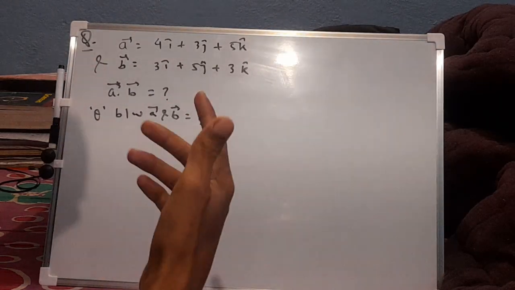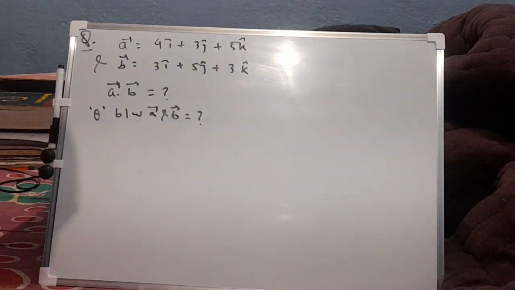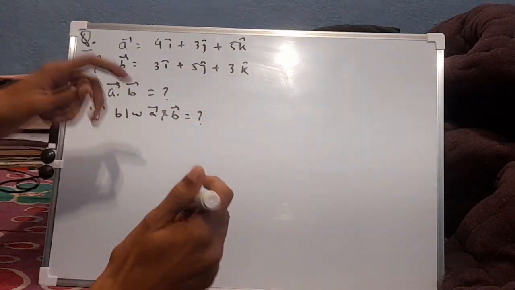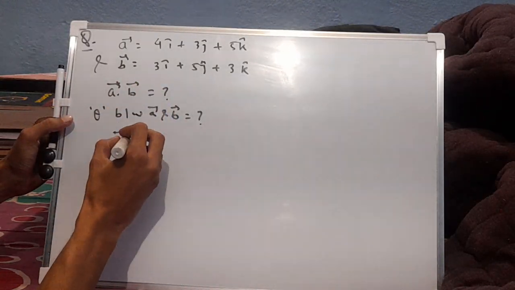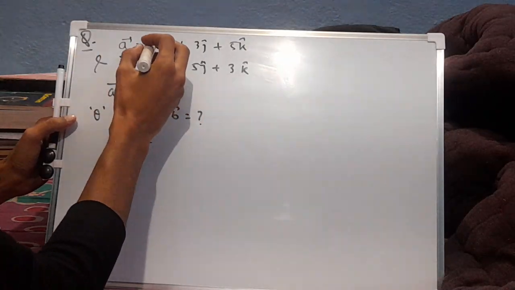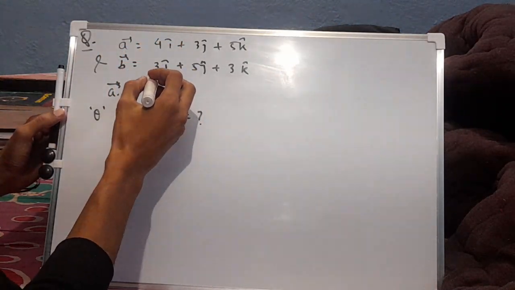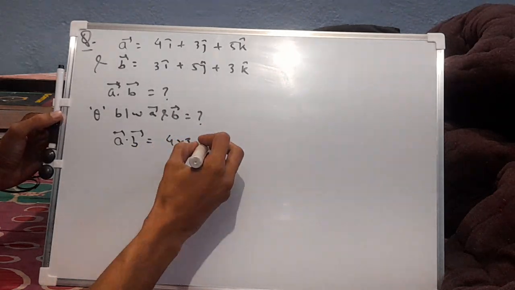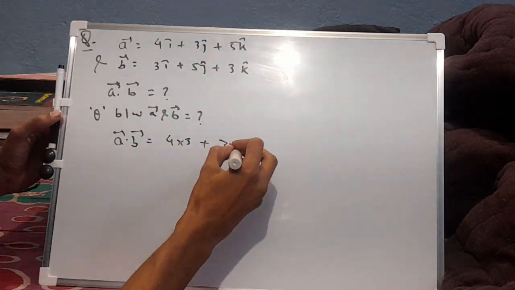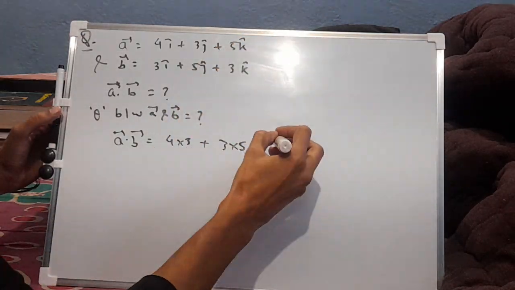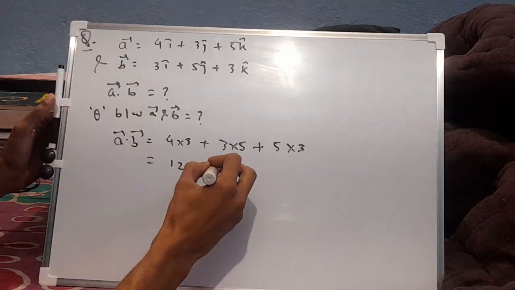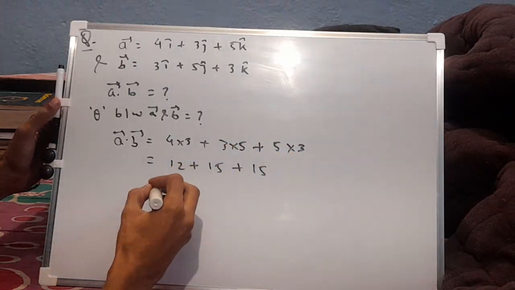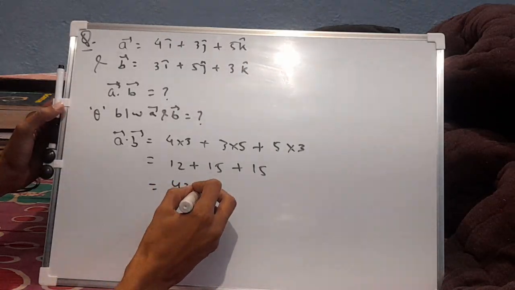So let's consider a very typical question, which is vector A equals 4 i cap plus 3 j cap plus 5 k cap, and vector B equals 3 i cap plus 5 j cap plus 3 k cap, and we have to find the dot product of vector A and vector B. We can simply write it down as x component of A with x component of B, that is 4 times 3, plus y component of A times y component of B, plus z component of A and z component of B. 4 times 3 is 12, 3 times 5 is 15, and 5 times 3 is 15. It would result in 42 units.